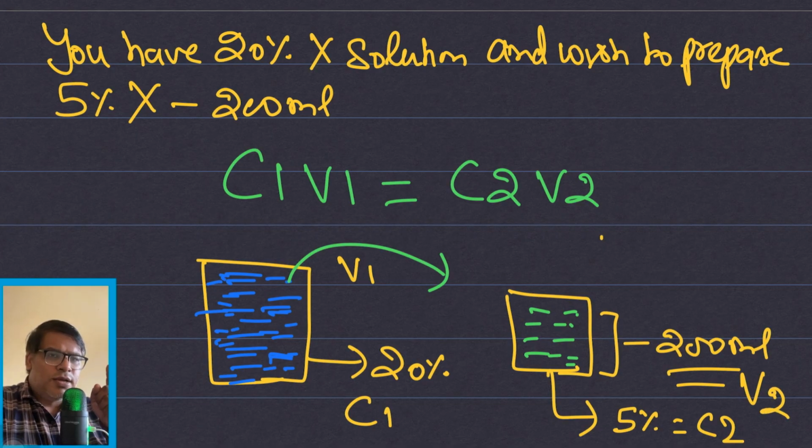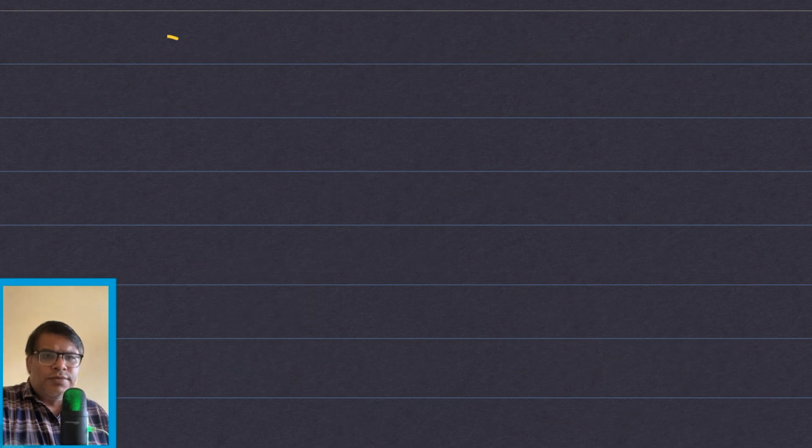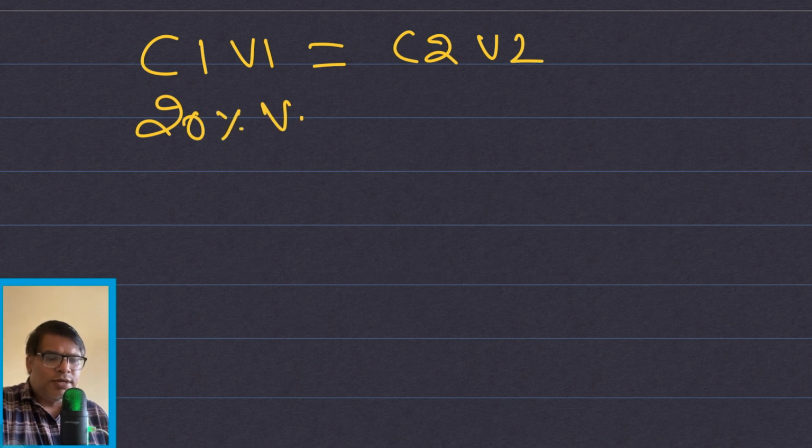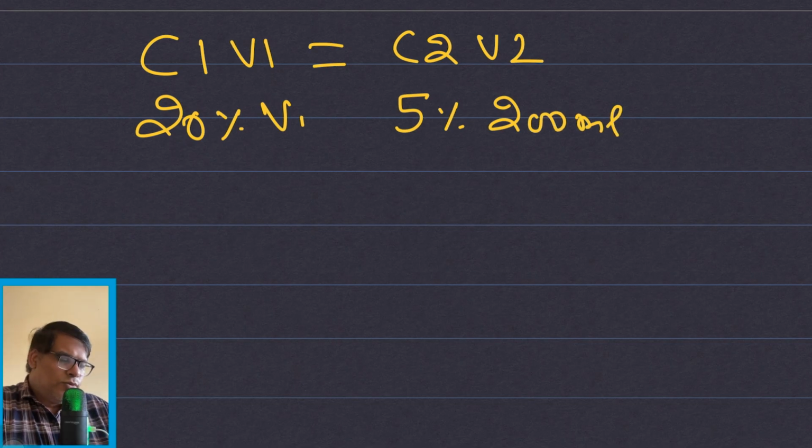So here you must identify what is C1, what is V1, what is C2, what is V2. Try to see here. In this case, we have to use the relation C1 V1 is equal to C2 V2. Here, C1 is 20%. V1, what volume we will take, we don't know. C2 is 5% and V2, the final volume required, is 200 ml.